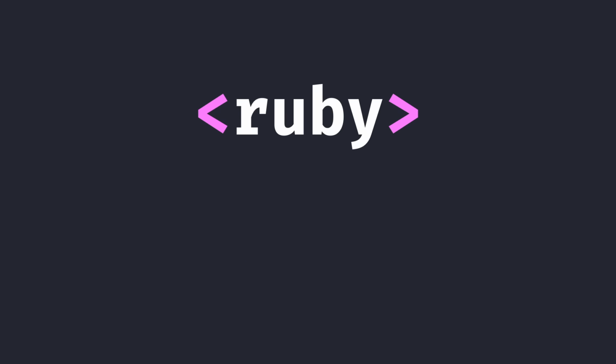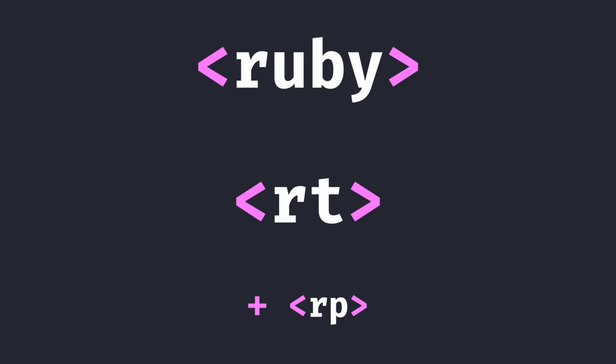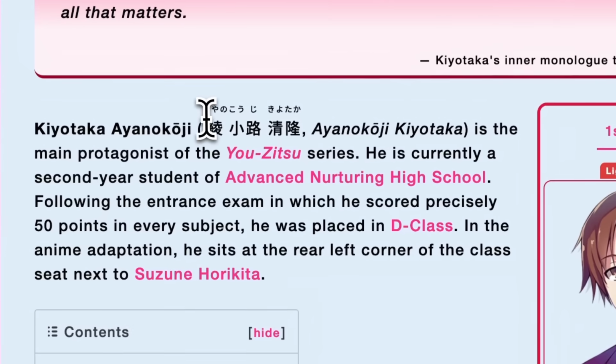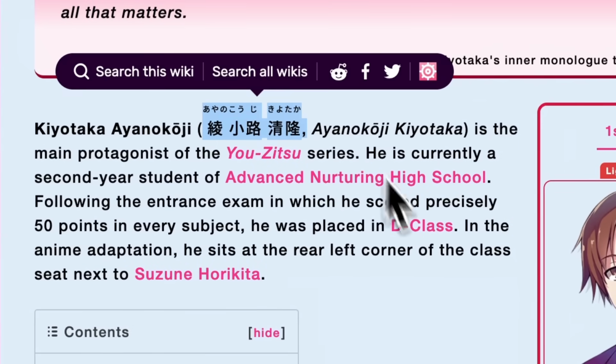The Ruby, RT, and RP tags. Very weird name, but it comes from Ruby notation. It displays a little small text on top of a word or character for additional information. Now, these tags are mainly used for Asian typographies, but you can get pretty creative with it.